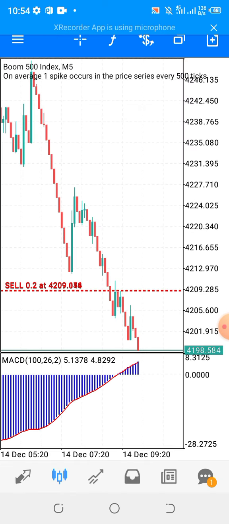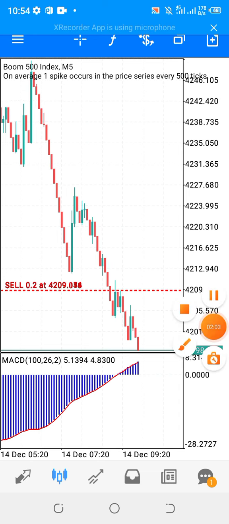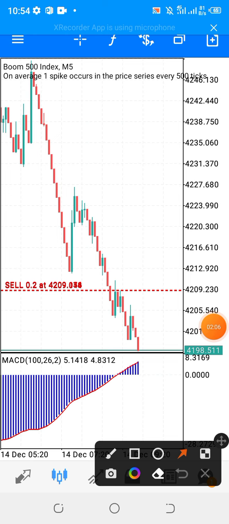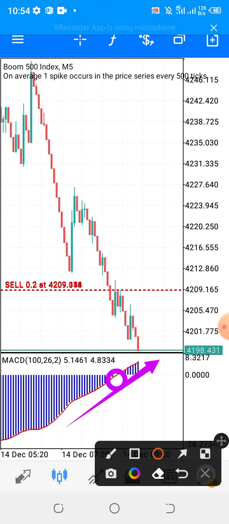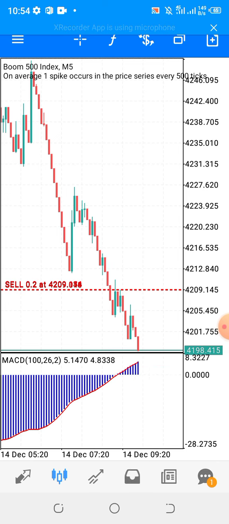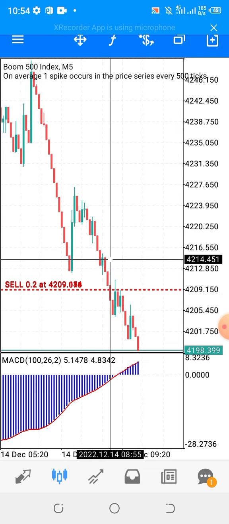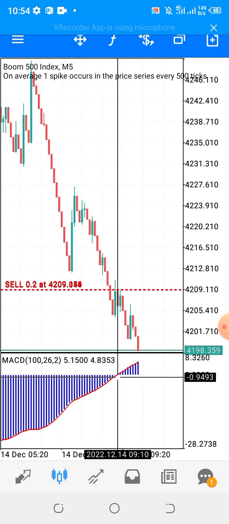Now whenever you see MACD crosses from down upwards, look at this crossing here. Whenever you see MACD cross from down upwards, at this point, this is where I want you to make your entry. At this point where the MACD crosses and moves up, that is a sell.